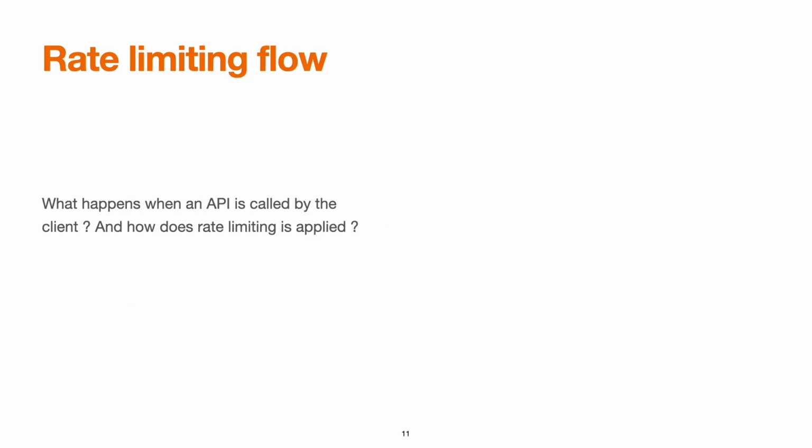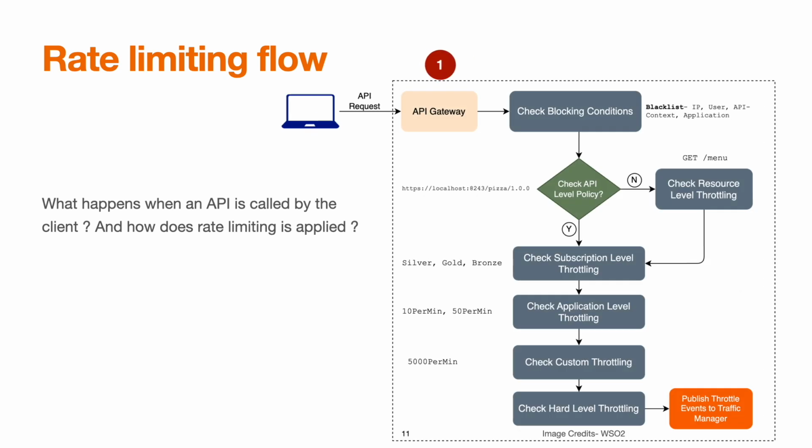We can apply. So now the rate limiting flow. This is the most important concept to understand how these different levels of rate limiting get applied when an API is called. What happens when an API is called by the client, and how is rate limiting applied? Here is the typical flow. The client makes an API request that goes to the API gateway. First of all, it checks for the blocking conditions, for example, a blacklisted IP, user, API context, or application. Then it checks the API level policy, and then it checks the resource level throttling, or the resource level policy which is applied.